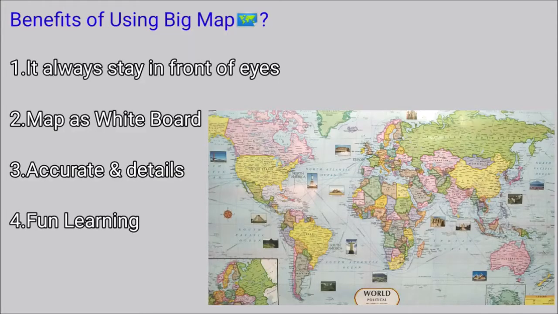We already saw what the benefits of having the big map are, but once again I would like to tell what the benefits of using this big world map are. First of all, it is always in front of your eyes, so whatever things are there, it is always there. So whenever you take a break from your learning and you just look at it, it will be very easy for you to remember places.